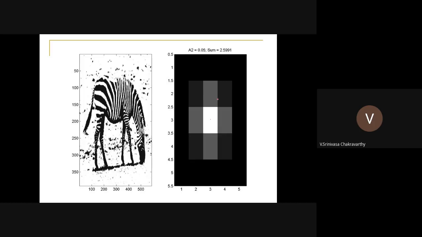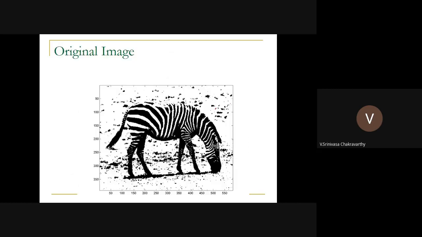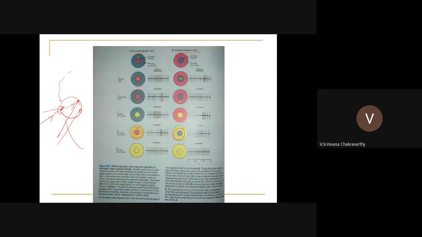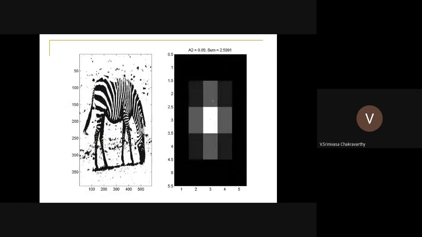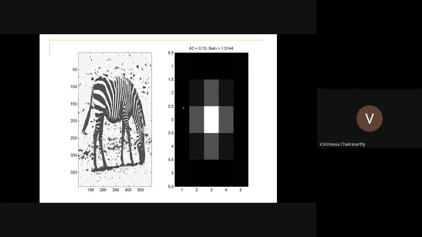So I take some numbers like that, and it's symmetric all around because our on-center receptive fields are symmetric. They have the same response in all directions. It's just that there's a variation radially. So here also we do the same thing. This sum value here indicates the sum of all the weights. Here the sum is 2.6. It's still positive.